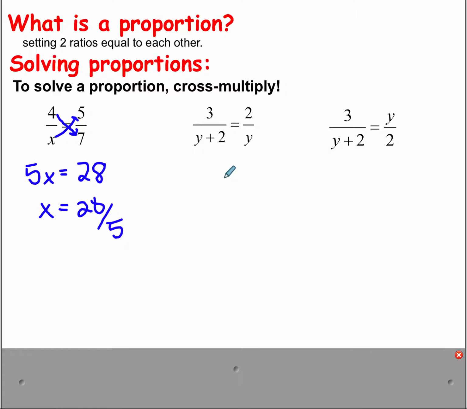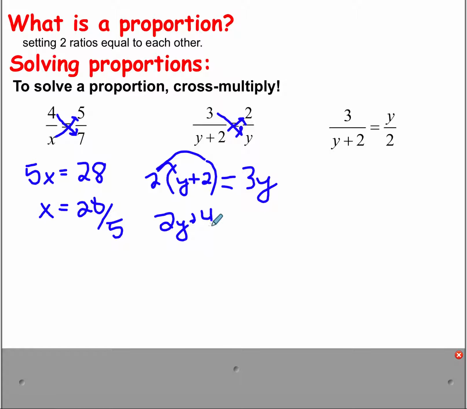So the equal sign stays there, and on one side I'm going to have this cross multiplication, which would be 2 times y plus 2. And on this side I'm going to have 3 times y. And now I need to just distribute and solve. 2y plus 4 and 3y. So I need to collect like terms.